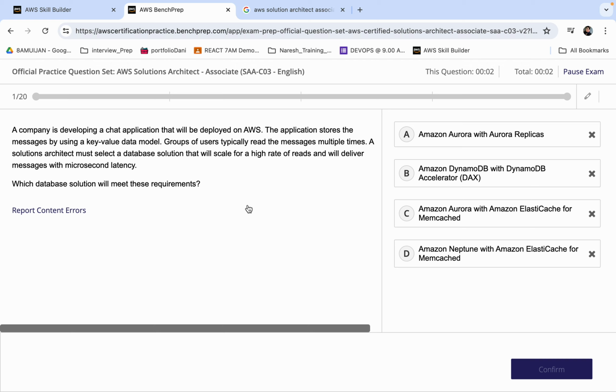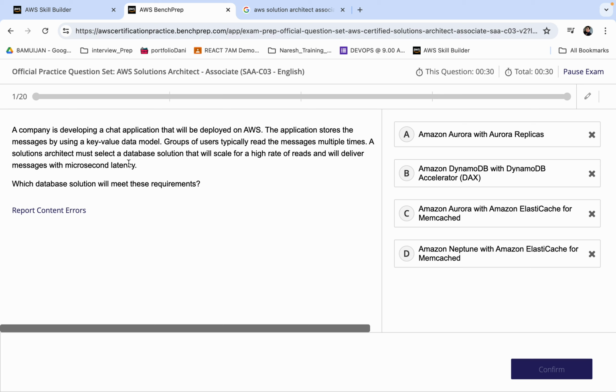So the first question is, a company is developing a chat application that will be deployed on AWS. The application stores the messages by using a key-value data model. Groups of users typically read the messages multiple times. A solutions architect must select a database solution that will scale for a high rate of reads and will deliver messages with microsecond latency. Which database solution will meet these requirements?